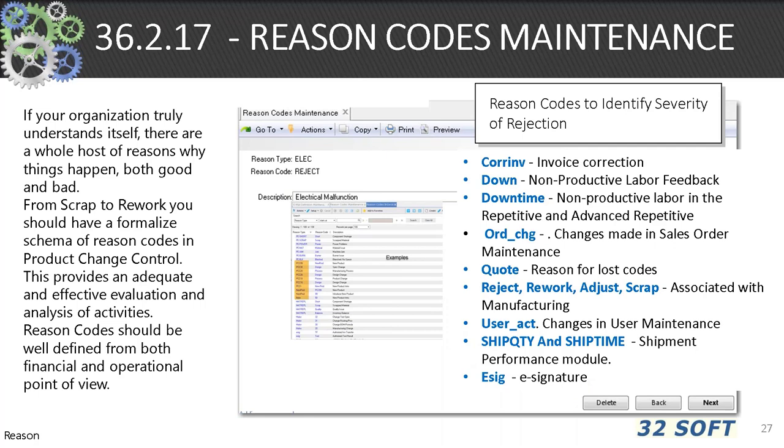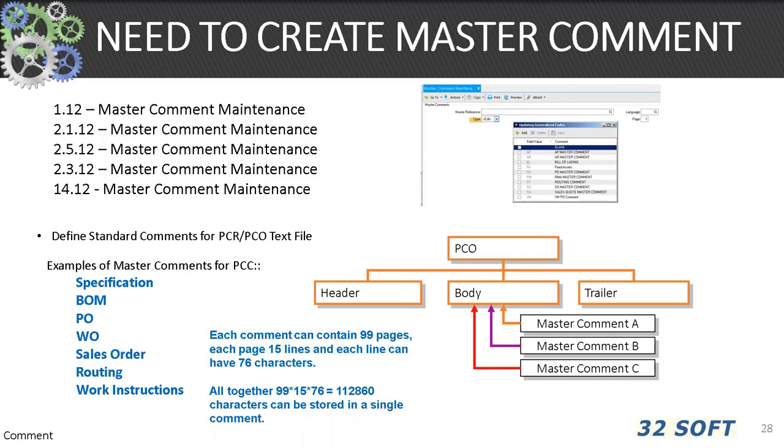If your company or organization truly understands itself, there are a whole host of reasons why things happen, both good and bad. From scrap to rework, you should have a formalized schema of reason codes in product change control. This provides an adequate and effective evaluation and analysis of activities. Reason codes should be well defined for both financial and operations.